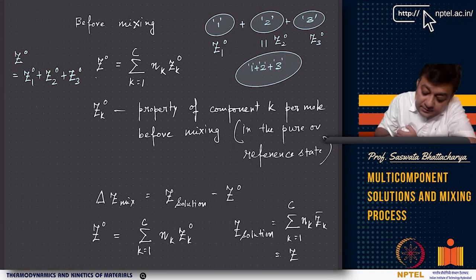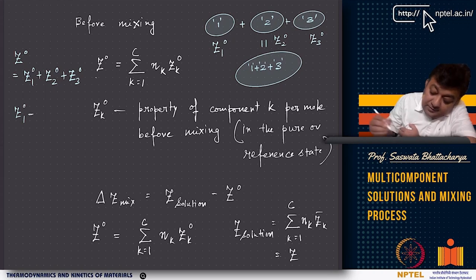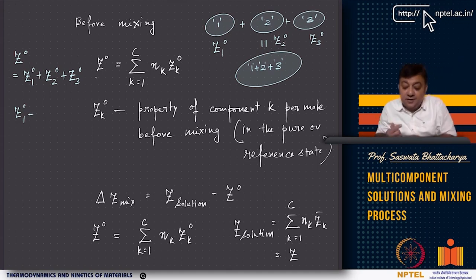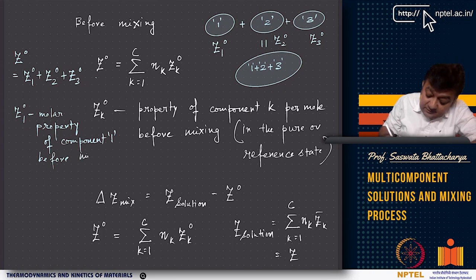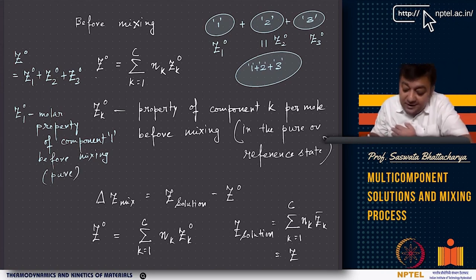the Z0 is basically, now remember, Z1⁰ is basically molar property, or property of component K. So, Z1⁰ is molar property, or property of component 1 per mole before mixing. So, this is property of component 1 per mole, or molar property of component 1 before mixing. Before mixing means the component is in the pure state, right? It's a pure component. So basically Zk⁰ is property of component K per mole before mixing, in the pure or in the reference or in the standard state, okay?